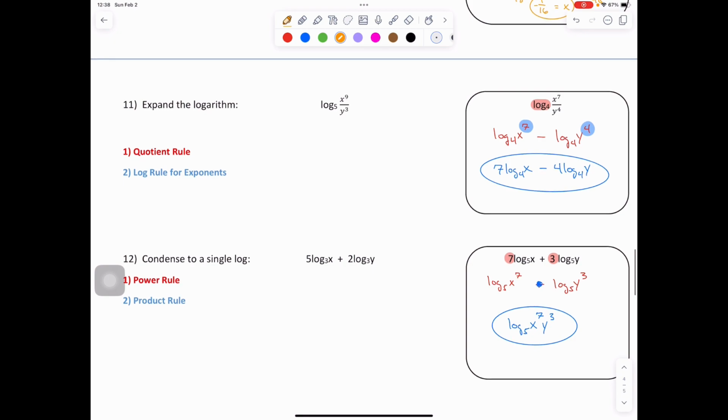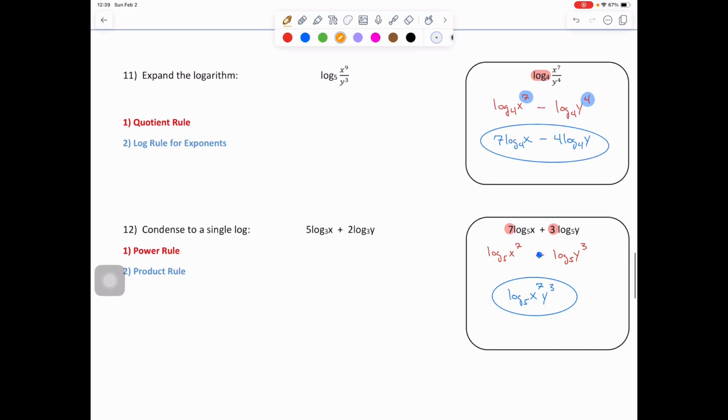Number 11, 7 times log base 4 of x minus 4 times log base 4 of y. Last but not least, number 12, log base 5 of x to the 7th power, y to the 3rd power. And that completes your review with practice.